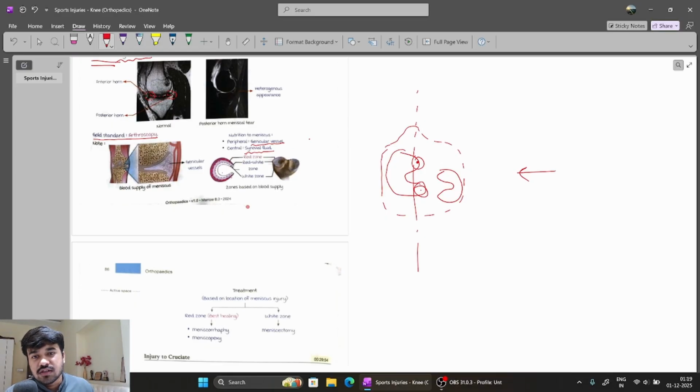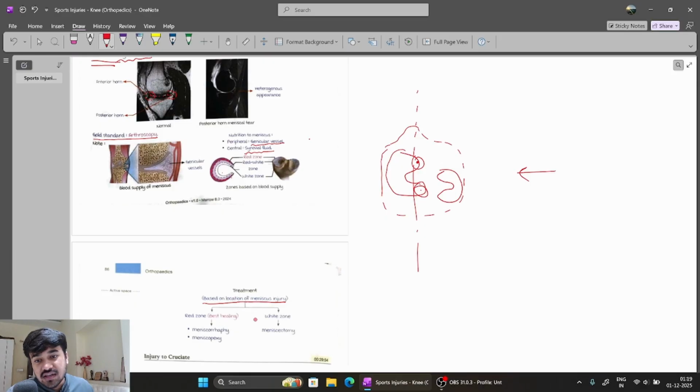So that's how we divide the meniscus into three zones. The peripheral well vascularized zone is called the red zone. The central poorly vascularized zone is called the white zone, and the middle zone is called the red-white zone. So three zones of the meniscus. Based on the location of the injury, we decide the treatment.